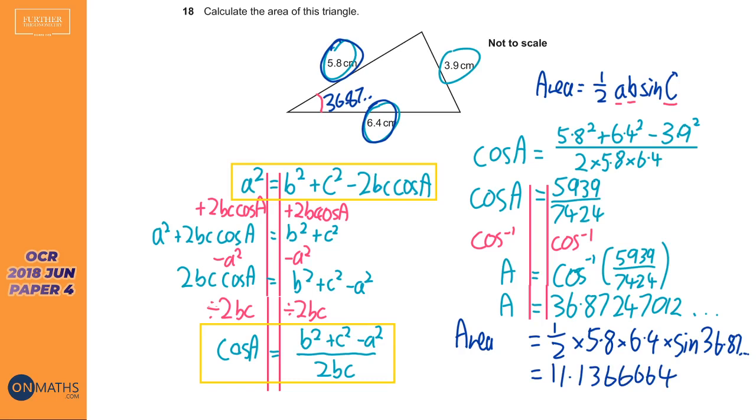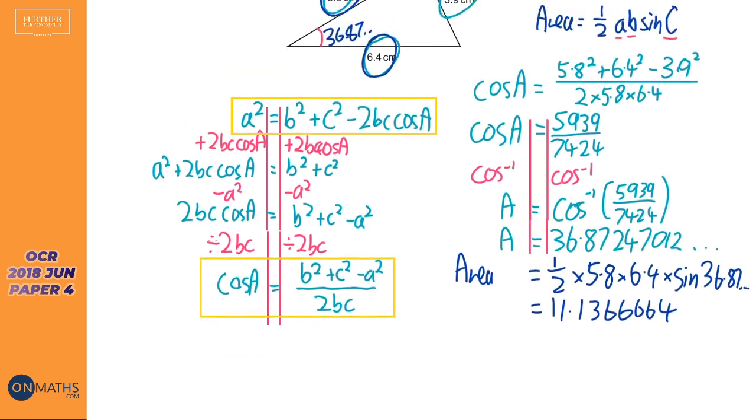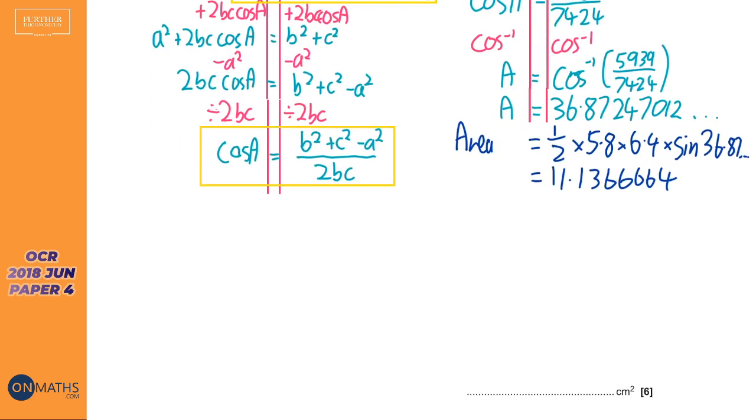Okay, so the last thing we need to do really is round it, and if it doesn't say in the question, which it doesn't, I'd just pick 3 significant figures. So 11.1 to 3 significant figures.